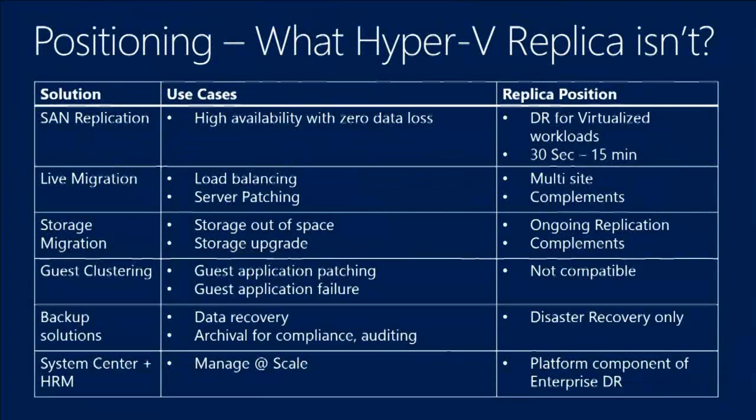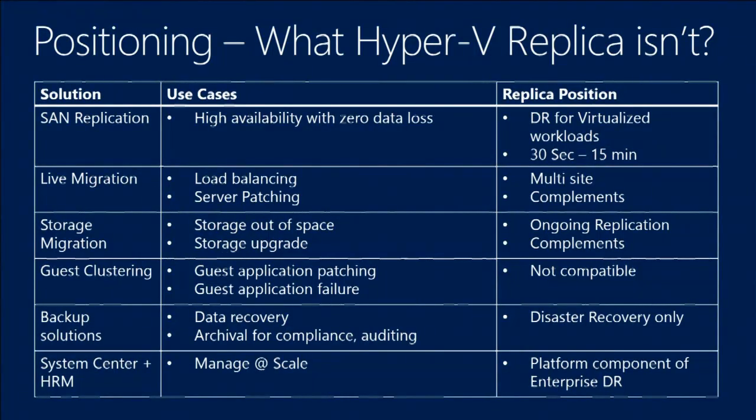So I'm going to wrap up the presentation very quickly. The next important thing I want to call out is positioning, right? Many people ask the question about what is Replica and how does it work with other technologies. I'm not going to go through the slide in detail, but as you can see, there is a place for SAN replication. If you're actually using your workloads and they're very critical, you don't have any data loss tolerance, you want your RPO to be 0, you're still thinking about using SAN replication, and you should. But if you have workloads that have a tolerance of anywhere from a minute to 15 minutes of data loss, you can look at Hyper-V Replica.